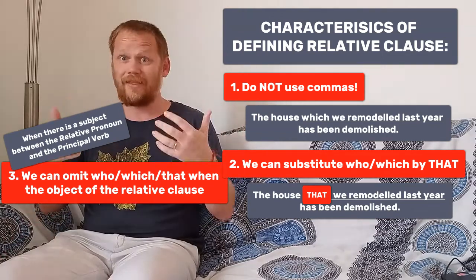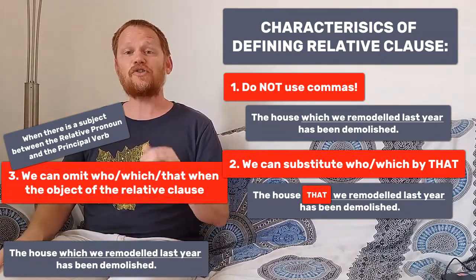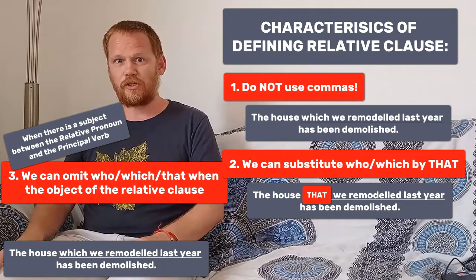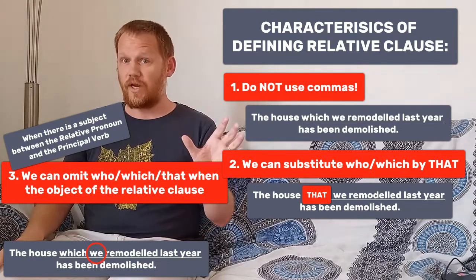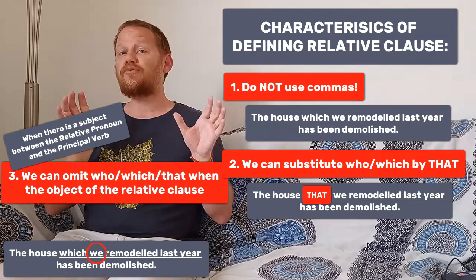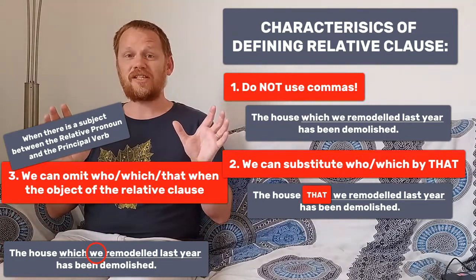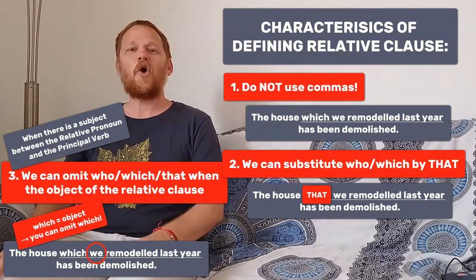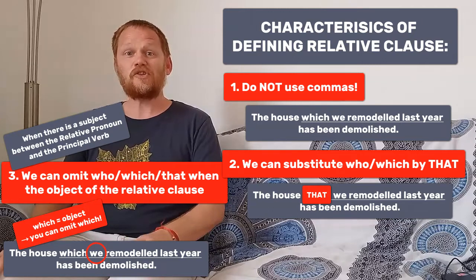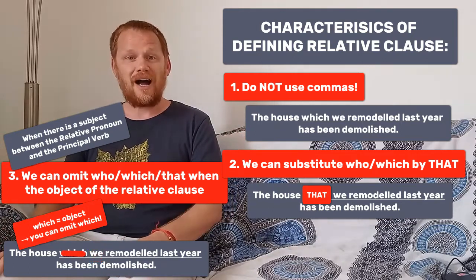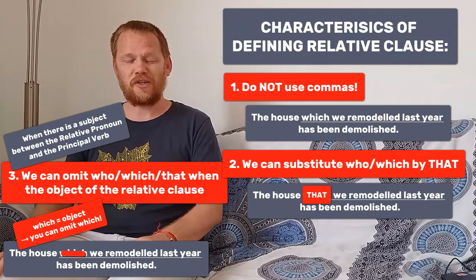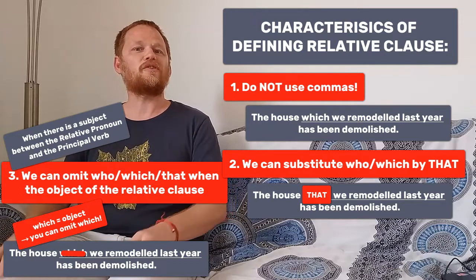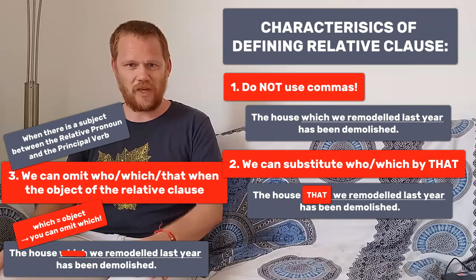okay? Again, same example. The house which we remodeled last year has been demolished. So we see between which and the principal verb remodeled, there is a subject, we, okay? And that means we can omit the relative pronoun. So we could also say the house we remodeled last year has been demolished. And you see, we don't use a relative pronoun here, okay?